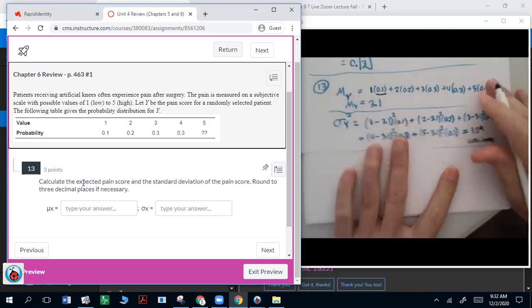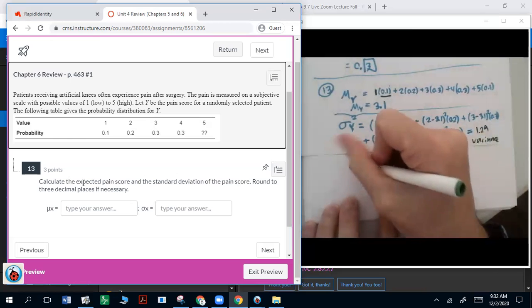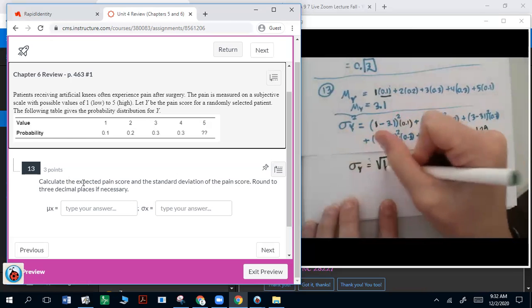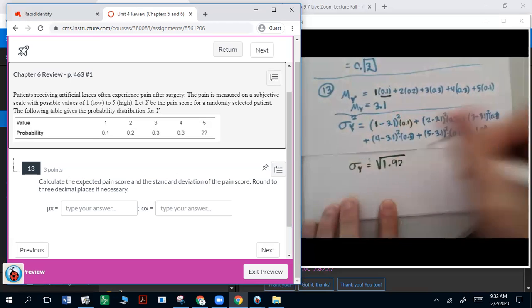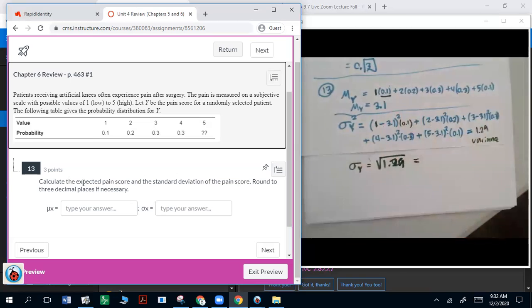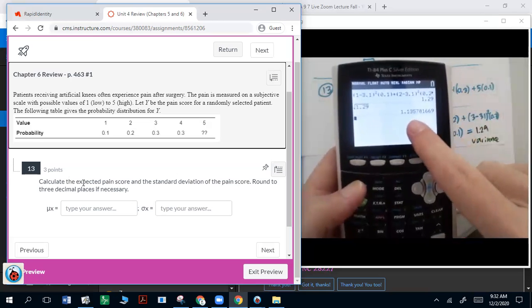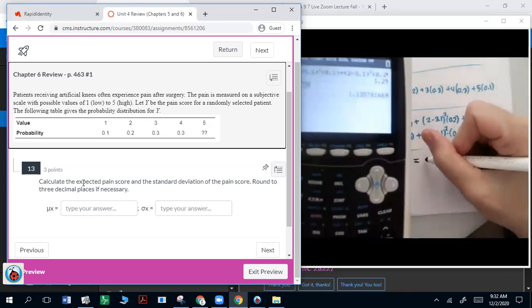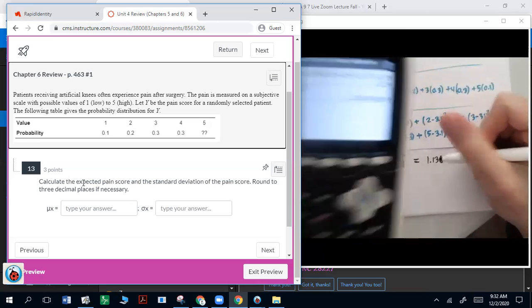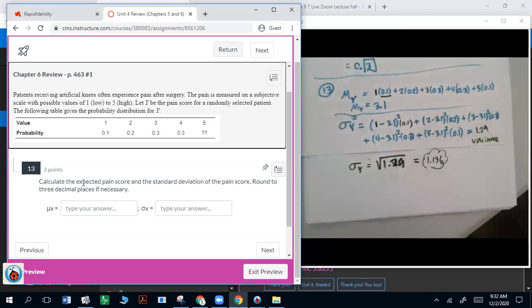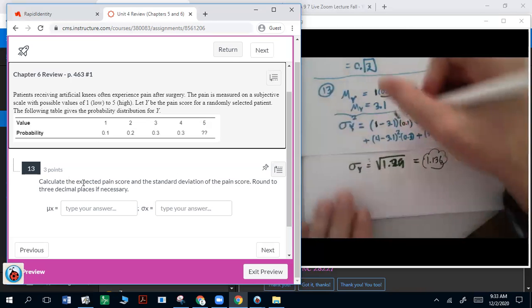Which means your standard deviation is going to be the square root of that. So the standard deviation, the square root of 1.29 is about 1.1357. We're going to round that to 3 decimal places. So it's approximately 1.136. So on average, the pain score typically varies about 1.136 values from the mean of 3.1. Now, that's the answer. You can put those two values in, 3.1 and 1.136.